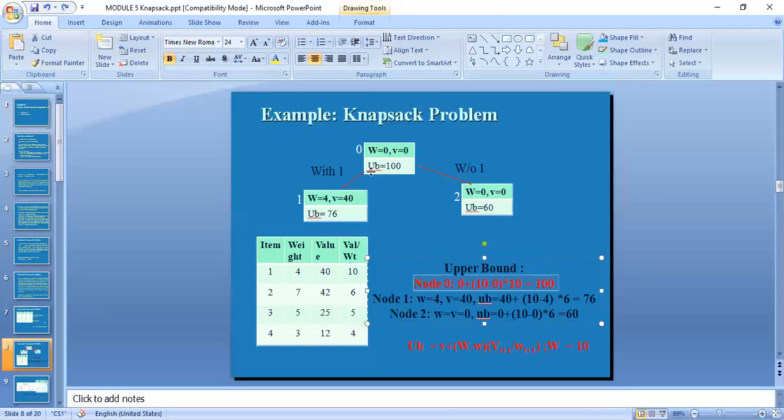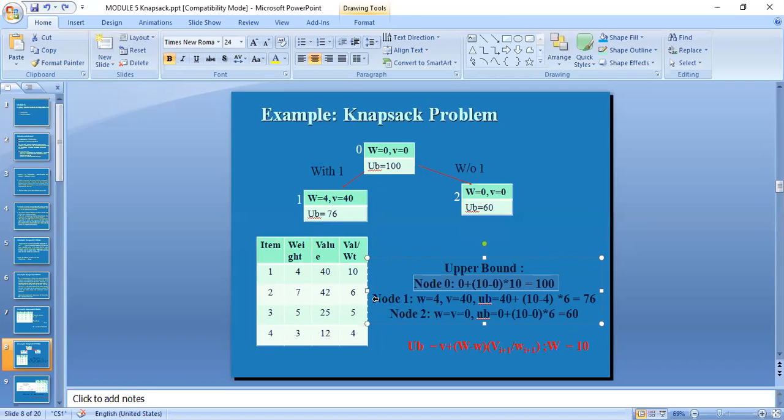Now we will move on to the next one. What is the next one? We need to consider the tree. The state space tree has to be further generated by having two children: one with item 1, and one without item 1. When you say with item 1, what is the first item's weight? Weight is 4. What is the first item's value? Value is 40. So now, what will be your upper bound value?